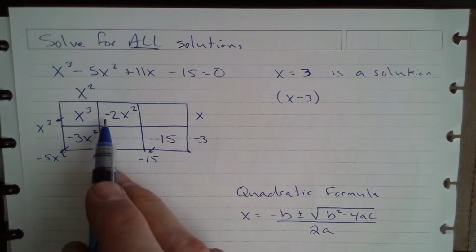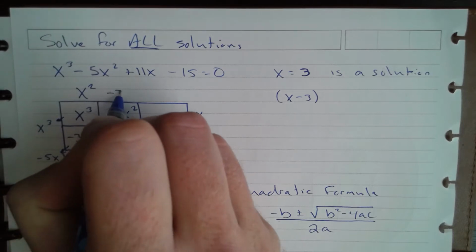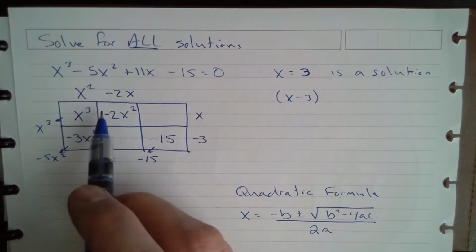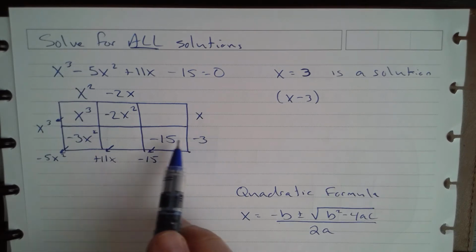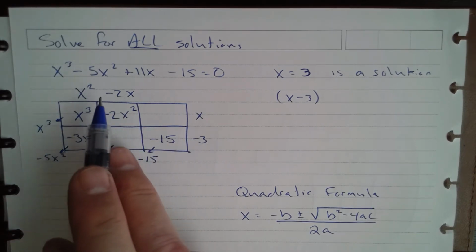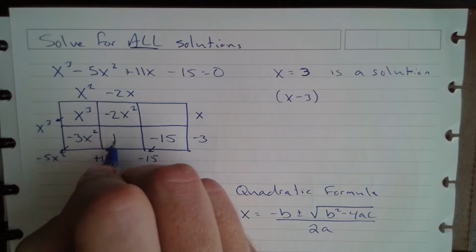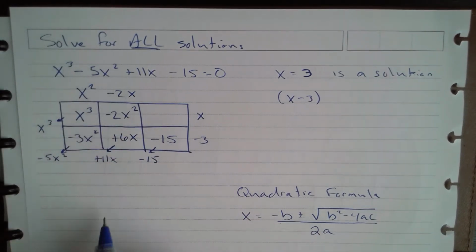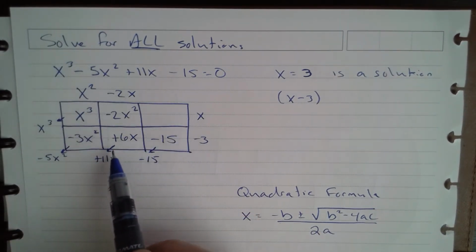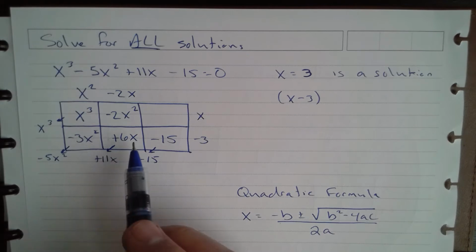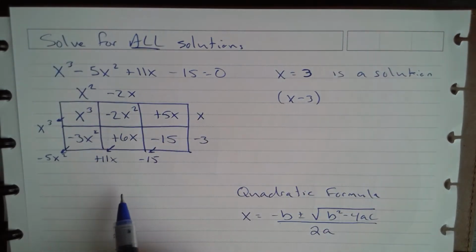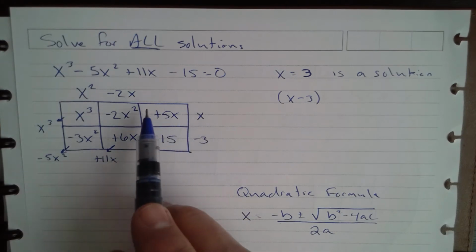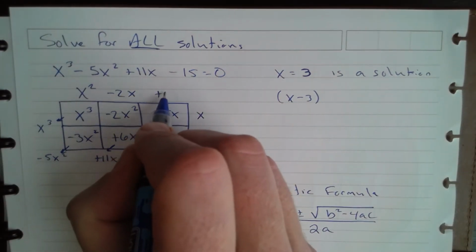X times what equals negative 2x squared would be negative 2x. Now that we have that, negative 2x times what? I'm sorry, times negative 3 would give me this value here. Negative 2 times negative 3 is a positive 6x. Again, this diagonal needs to combine to equal plus 11. So 6x plus 5x would equal plus 11. X times what equals 5x is plus 5.